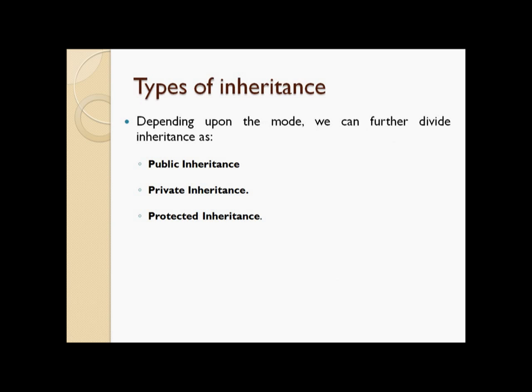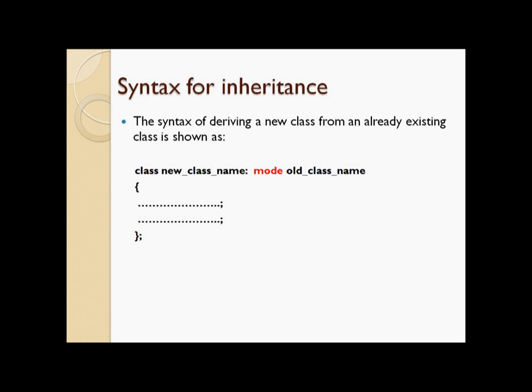The type of inheritance can also be explained with the help of the mode given with the class. So here I have listed 3 types of inheritance, depending on the mode. First one is public, second one is private, third is protected.